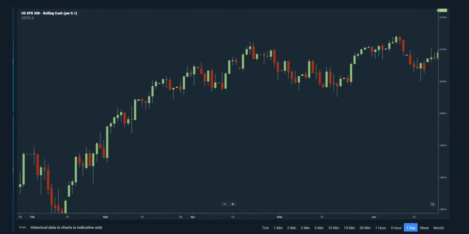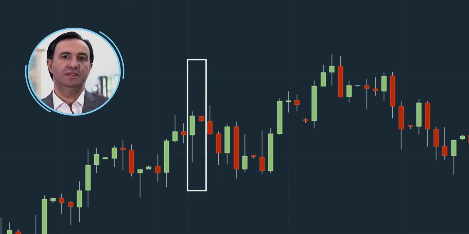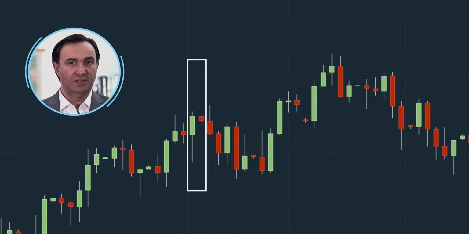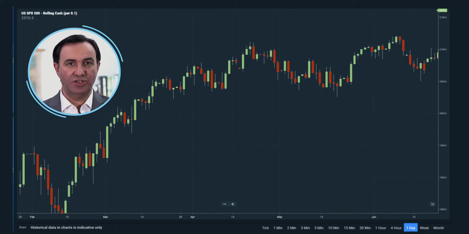Here is an example of a bearish harami in an S&P 500 daily chart. We can see it formed in an uptrend. The first candle was in the direction of the trend, and the second bearish candle was within the body of the first.